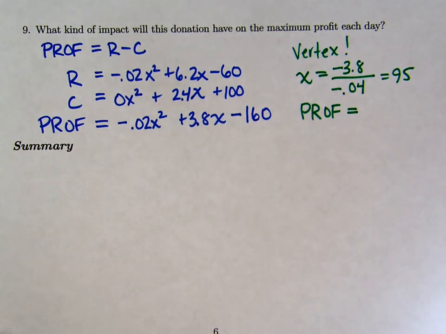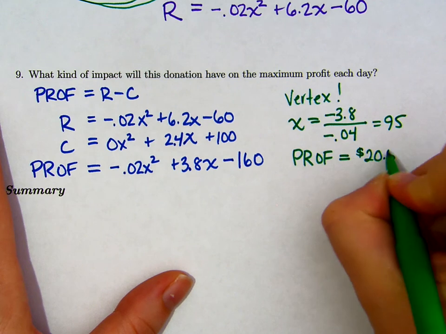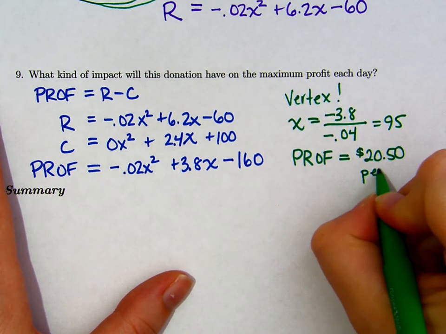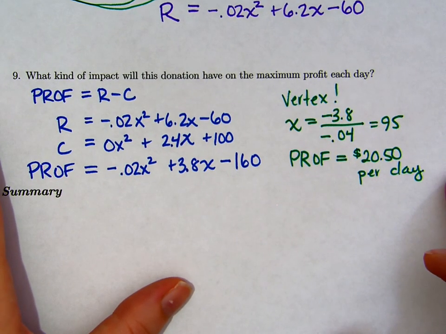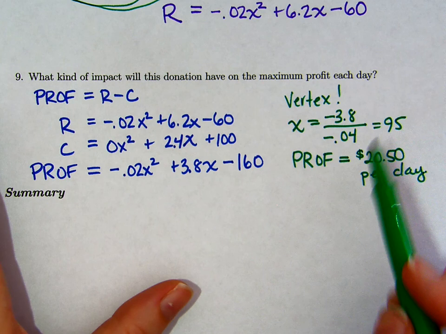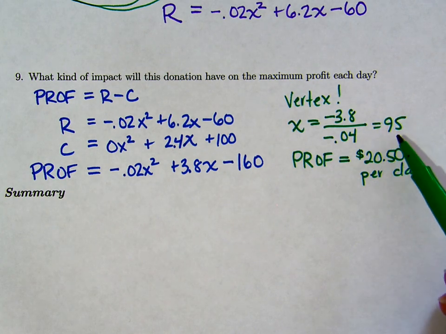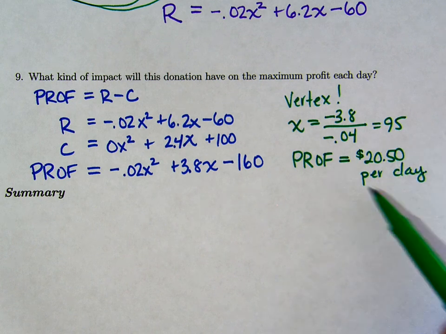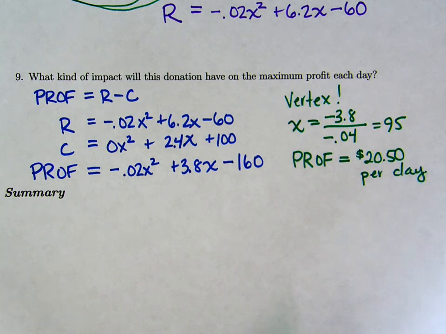20.5. So now the profit is $20.50 per day. Oh, that had a really big impact. That is a very generous donation. So we have to produce and sell 95 items per day, and the maximum profit we can make if that happens is $20.50 per day.